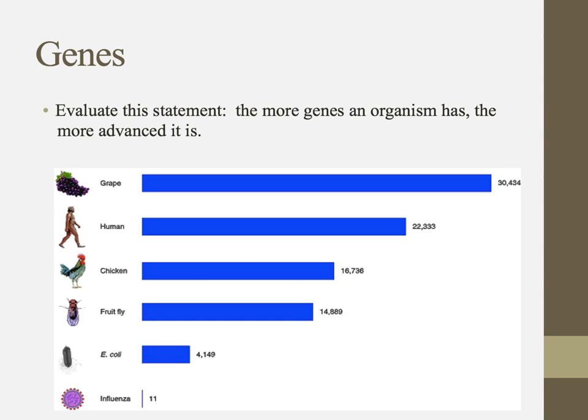Here we have some information on different species and the number of genes in their genome. I want you to take a look at this data and evaluate this statement: the more genes an organism has, the more advanced it is. Take a moment to think about that and evaluate that statement.